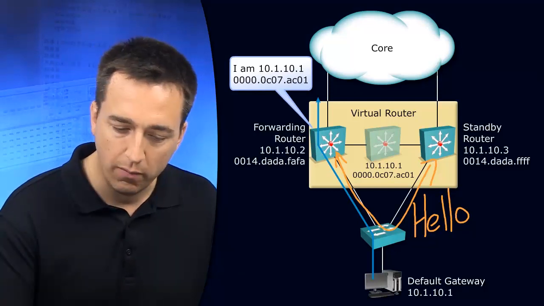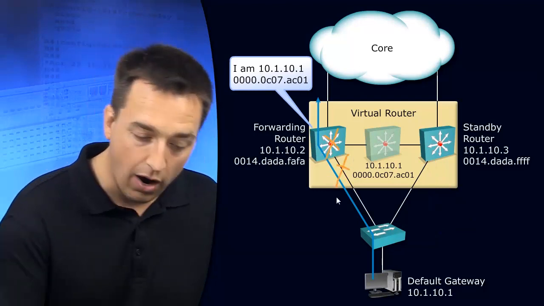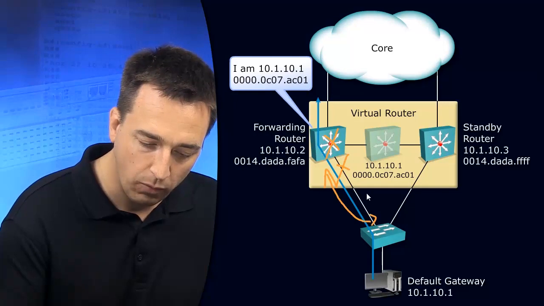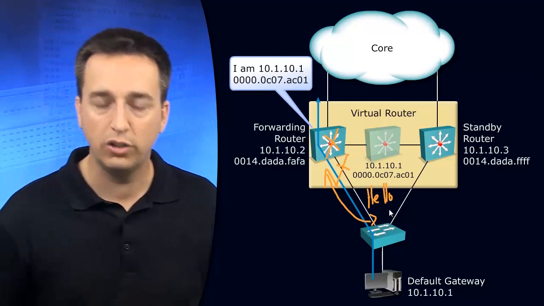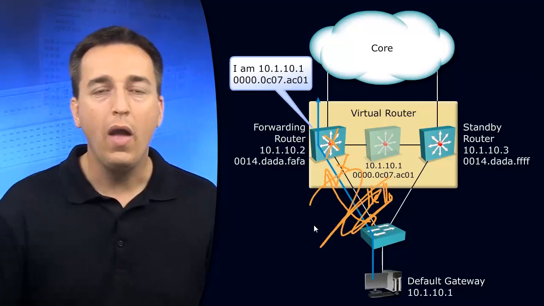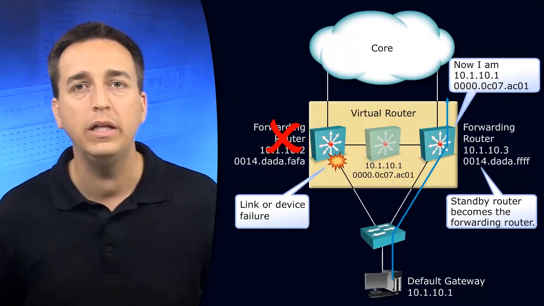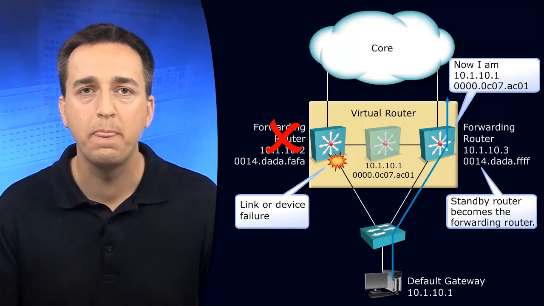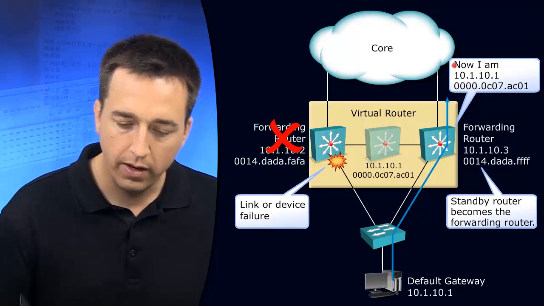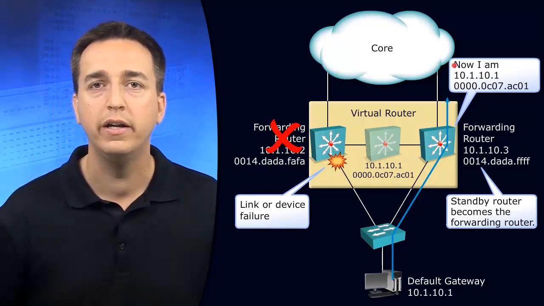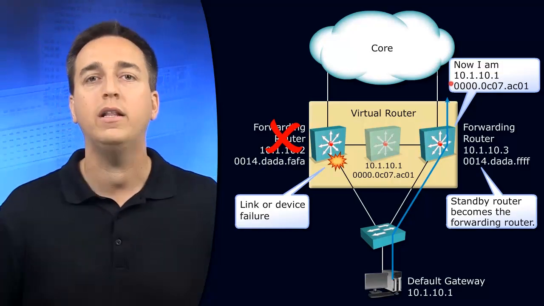And if, for some reason, this router fails now, or this link fails, that heartbeat will stop. It won't exist anymore because one of the routers is not able to transmit it. So that's gone as well. And when that occurs, the other router has the ability to become the forwarding router. And what is it forwarding for? It's forwarding for that exact same IP address, 10.1.10.1, for that exact same MAC address, 0000.0C07.AC01 in this case.